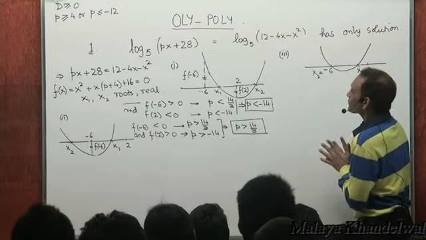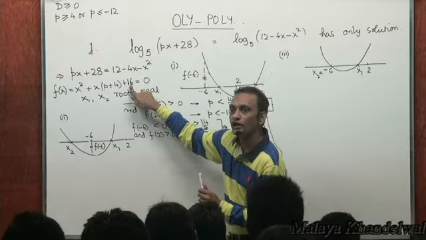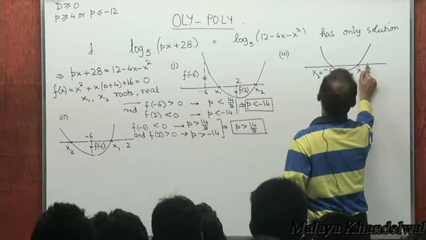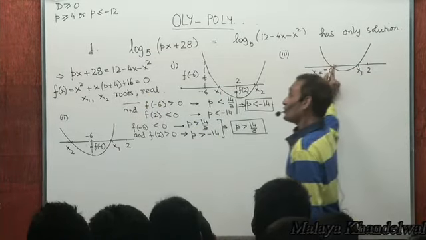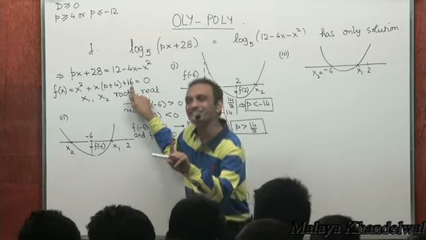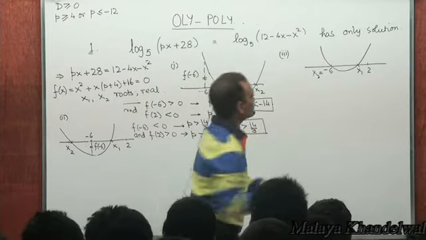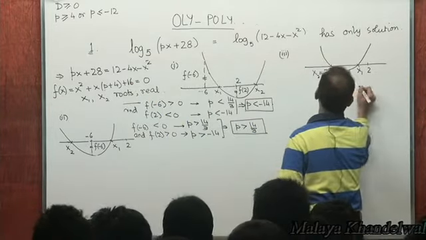Now, this is a case where one root of this quadratic is minus 6. Let me see if the second root lies in the interval minus 6 to 2. Now the product of the roots of this quadratic is 16. No matter what p is, the product of the roots of this quadratic is always 16. Yes or no?